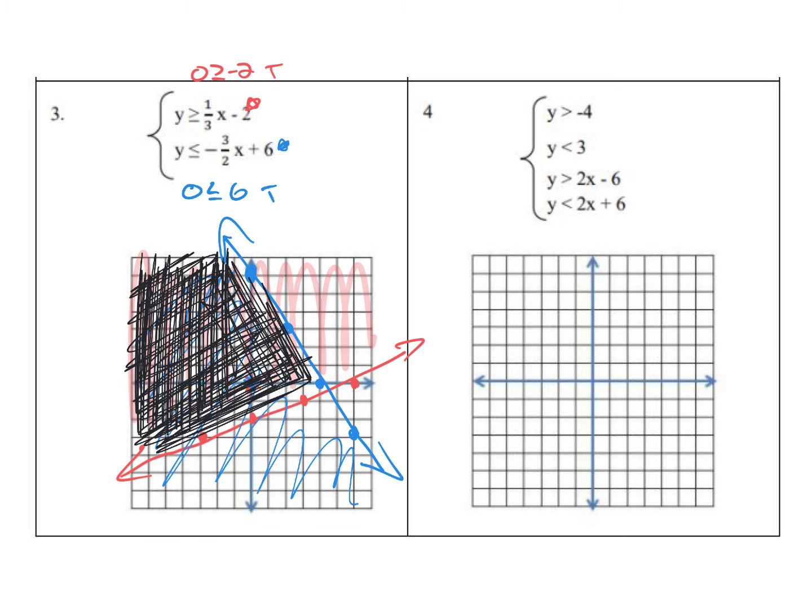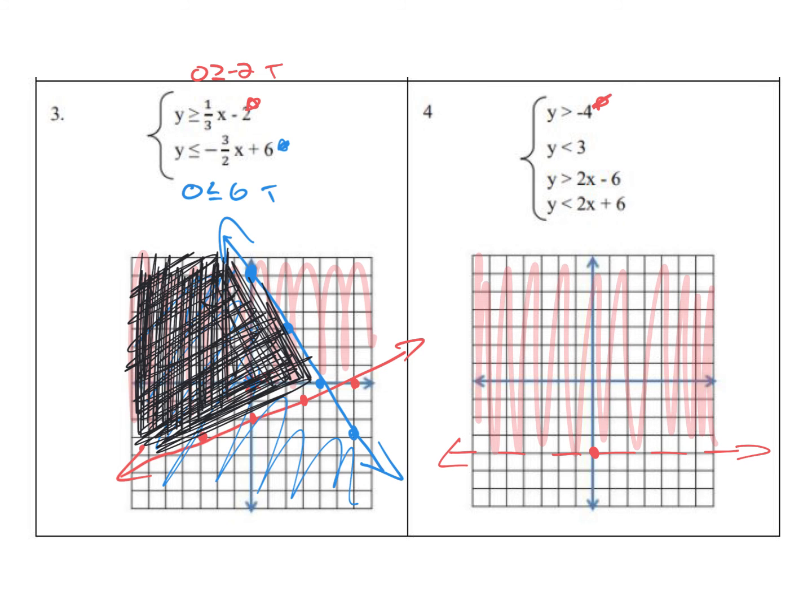Okay, the last ones over here, we now have 4 of them, okay? Usually we work with 2, but it is possible we work with more than them. So with that, y is greater than -4. Well, that means, let's go down to 1, 2, 3, -4. Y means horizontal. It's going to be dashed because it's not equal to. And greater than means above.